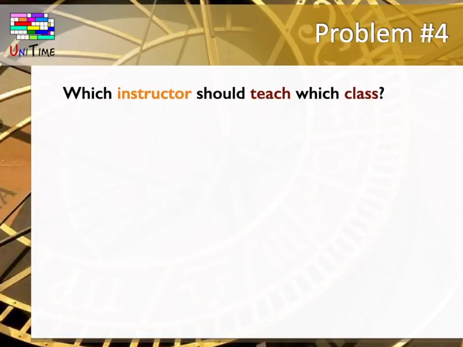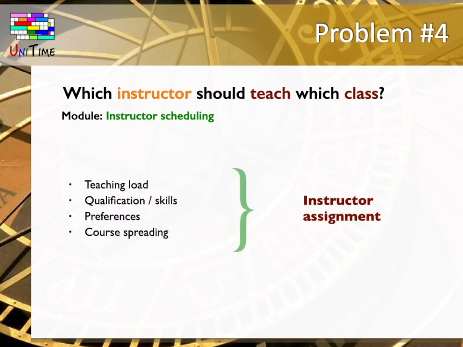The newest module of UniTime solves the problem of which instructor should teach which class. This module is called Instructor Scheduling. Typical use of this module is for large courses with a number of exercises or laboratories. These classes already have their times and rooms from course timetabling. Now you need to assign your teaching assistants to them.